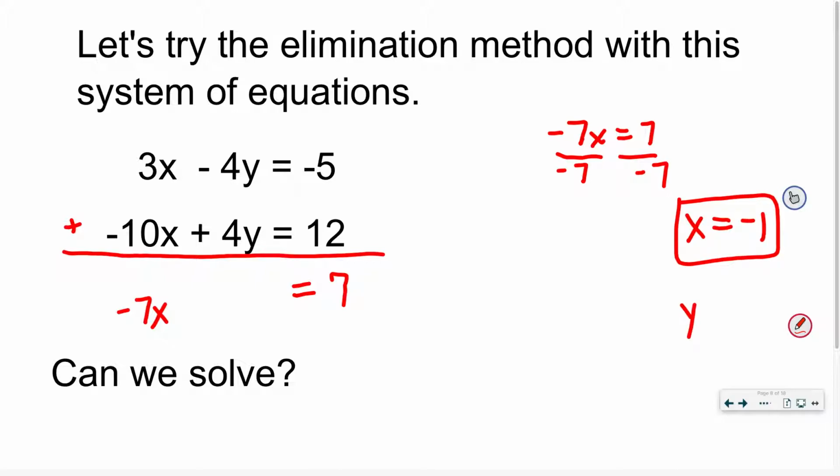To finish this off, how can I find y? I can go back to the beginning. I can substitute in x of negative 1 in, let's say, this equation. You can do either one. Negative 3 minus 4y. Someone finish that for me and tell me what y would be.